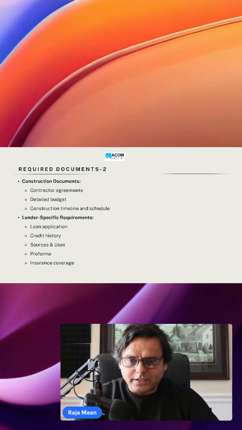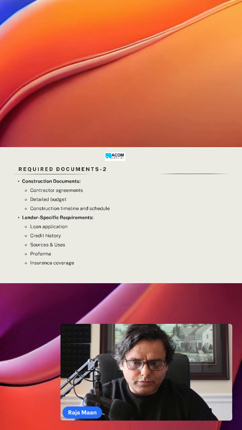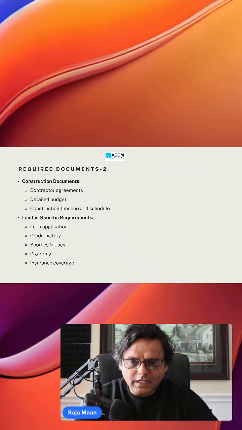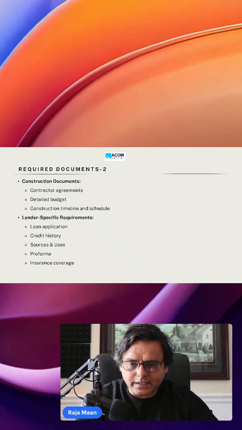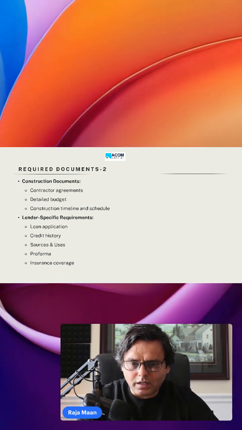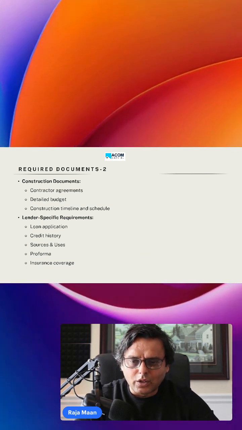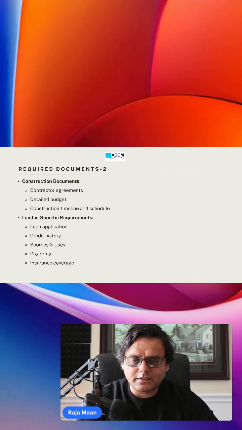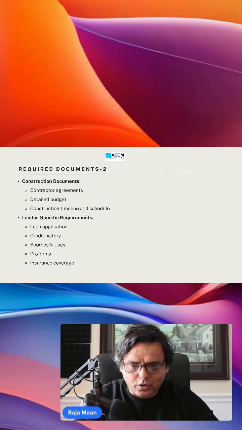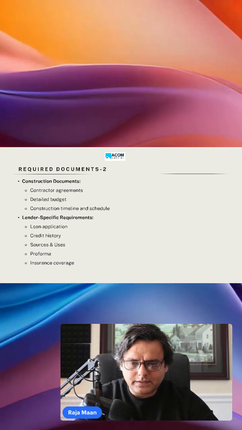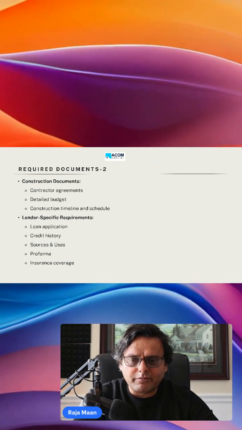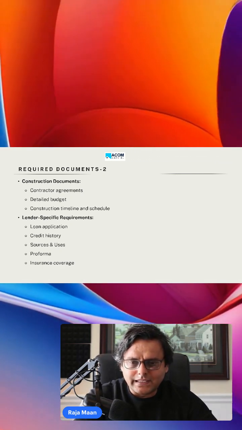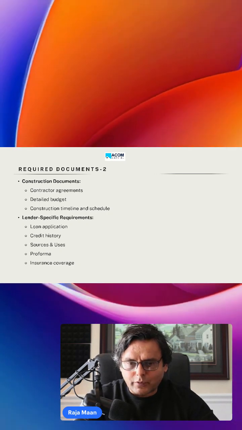Construction timeline and schedule. That's also important. Loan application, lender specific loan application, credit history, sources and uses, pro forma, insurance coverage. So along with the personal financial statements, schedule of real estate owned, detailed budget, sources and uses, and pro forma. These are the 5 major things we need with the executive summary.